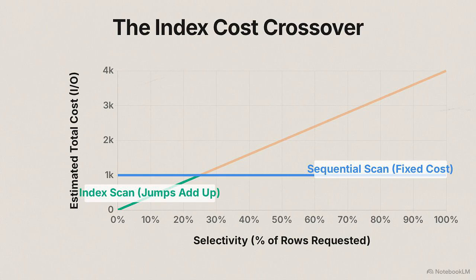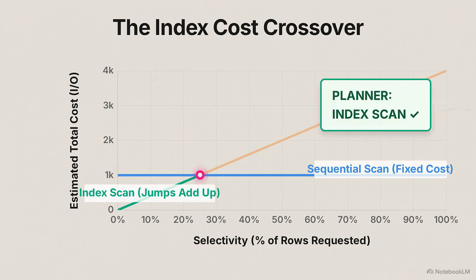Notice where those two lines cross. That glowing dot is the exact moment an index becomes more expensive than reading the whole table. If your query asks for enough data to push you past that point, the database throws away the index because a full table scan is physically cheaper.